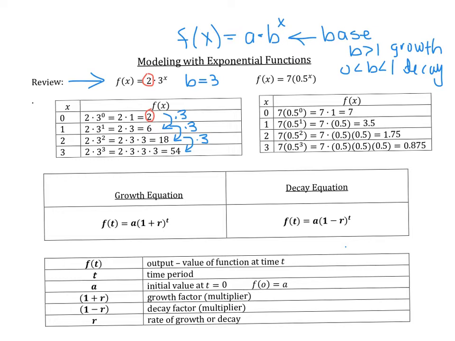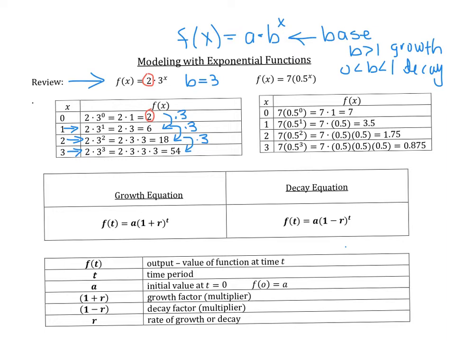If x is 1 here, you get 2 times 3 to the 1, which is 2 times 3, which is 6. Then when x is 2, you multiply 2 times 3 squared, which is 18. And when x is 3, you multiply 2 times 3 cubed, which is 2 times 3 times 3 times 3. So you can see why that's called a multiplier, or a growth factor.